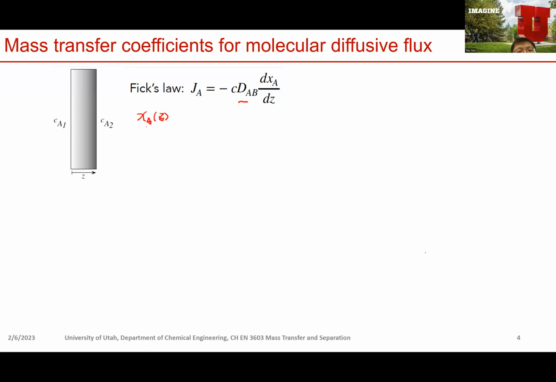It's the concentration and the mole fraction of A in the direction of Z, then we can compute its derivative dxA over dz, right? Then if we plug that back into this equation, we can compute the diffusive flux.